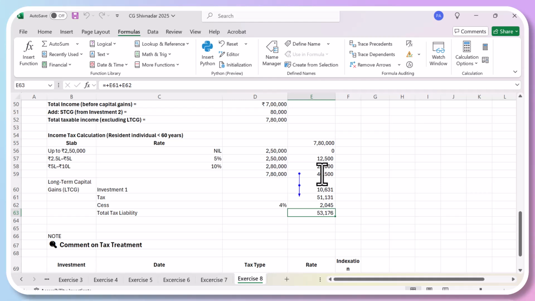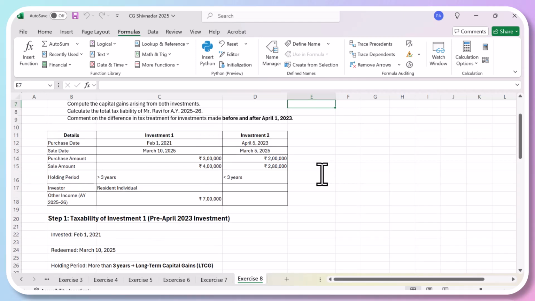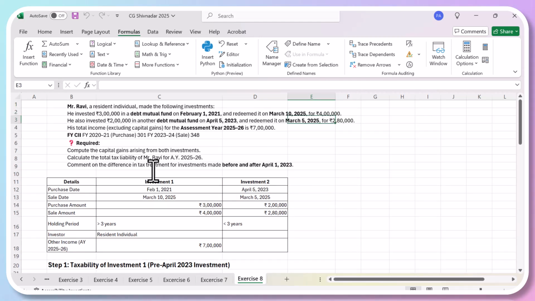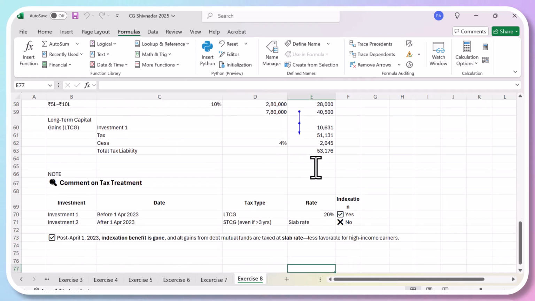If you go back and read the question: compute the capital gain arising from both the investments. We have done that. Calculate the tax liability of Mr. Ravi for assessment year 25-26. We have done that. Comment on the difference in tax treatment for investments made before and after 2023. That is given right at the bottom. Pranav, can you read this at the bottom? Comment on tax treatment.